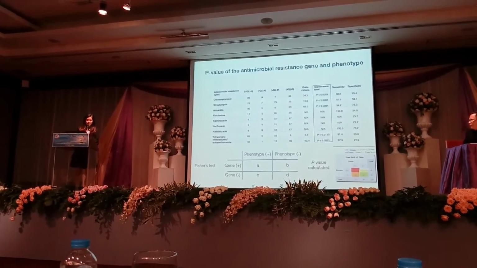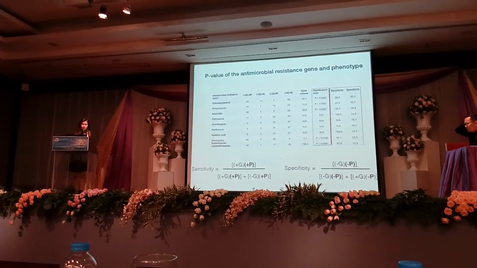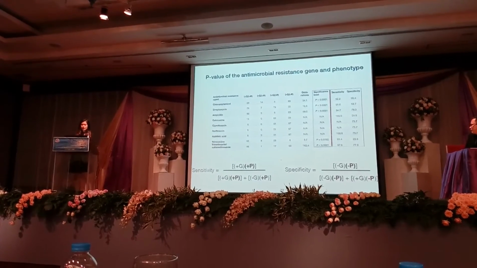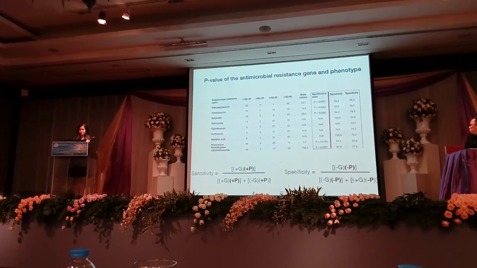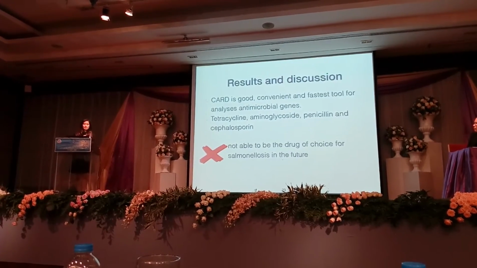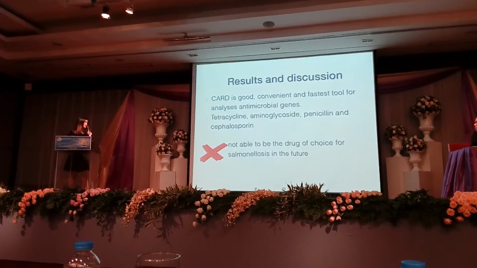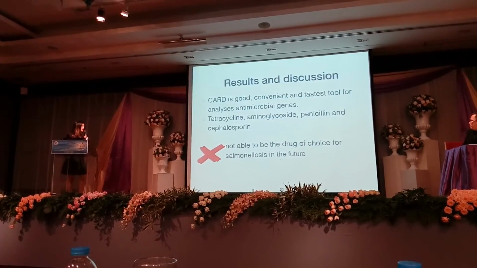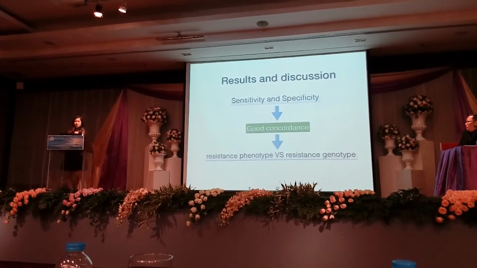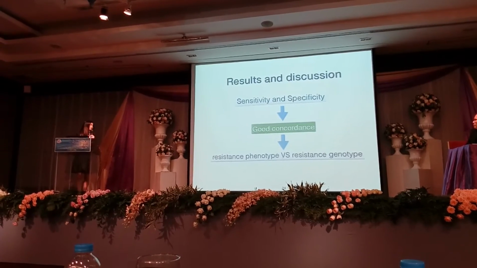And they show the relationship between resistant genotype and resistant phenotype, and the sensitivity and specificity of CARD in predicting the resistant phenotype. CARD is a good, convenient, and fast tool for analyzing antimicrobial resistance genes. As you can see, tetracycline, aminoglycosides, penicillin, and cephalosporin may not be able to be the drugs of choice to treat salmonellosis in the future. The sensitivity and specificity calculated from the outcome show a good concordance between resistant phenotype and resistant genotype.